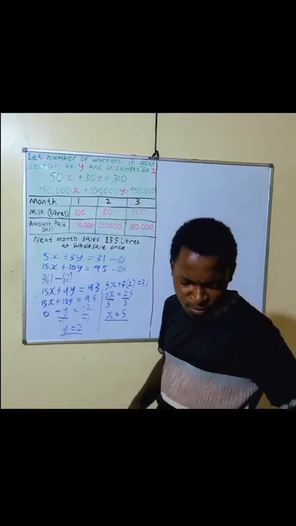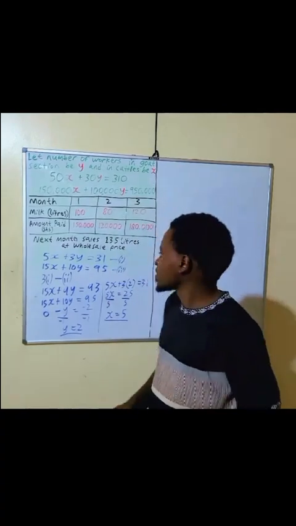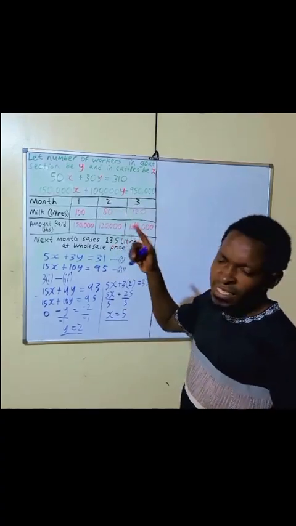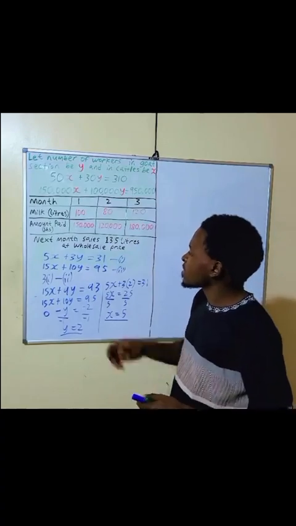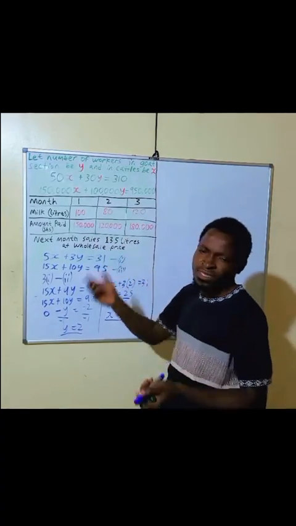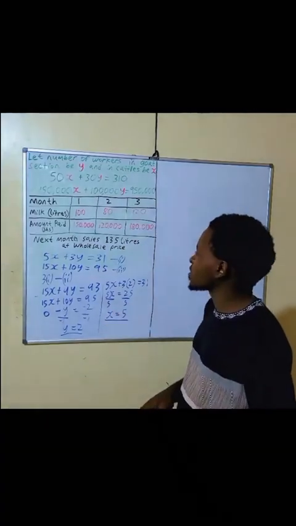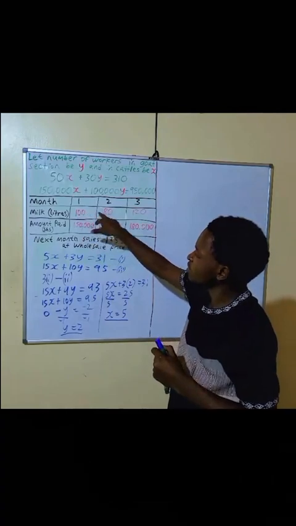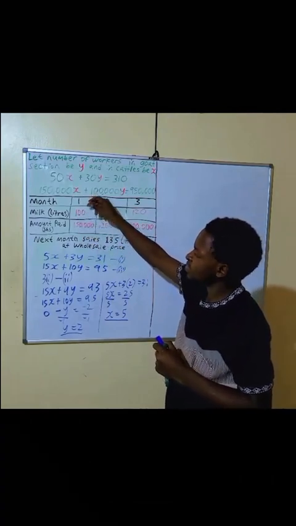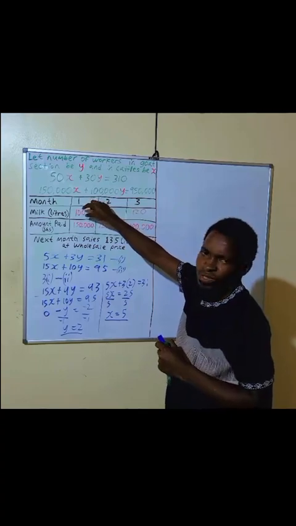Item 2, they want us to help Jalia to come up with the equations that she can use to determine the amount of money that she used to receive per liter of milk. Because they are telling us that her manager also gave her these records, that in the first month, they sold 100 liters of milk.